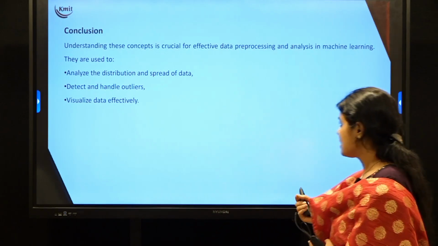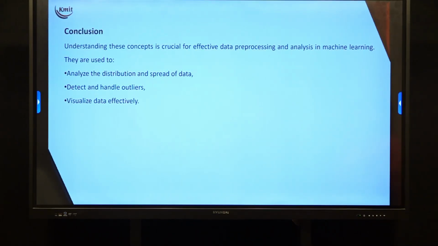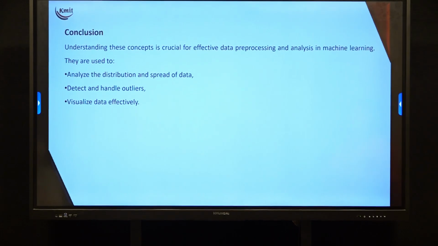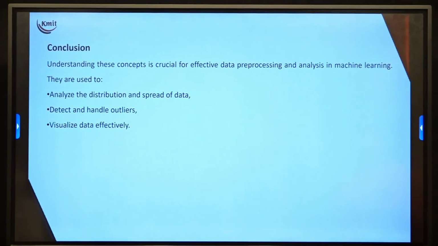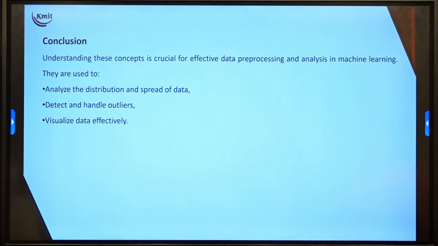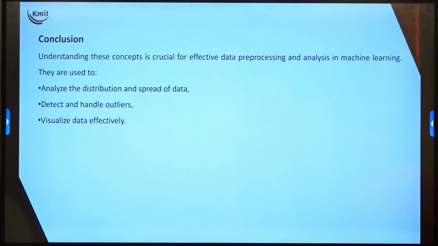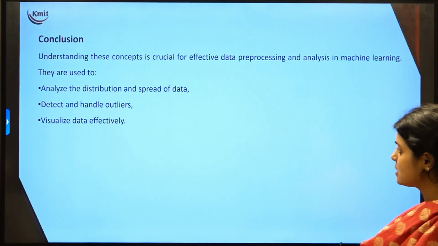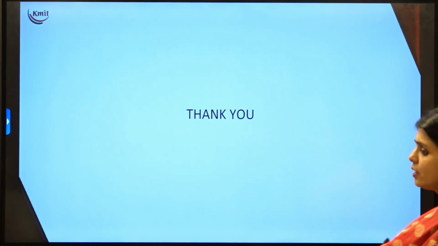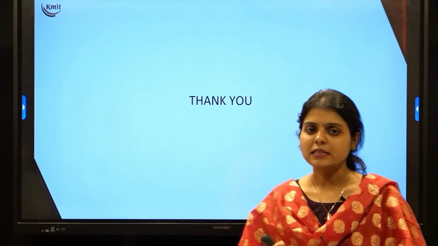Understanding these concepts is crucial for effective data processing and data analysis in machine learning. They give us a clear understanding of how the data is distributed so that we can analyze the data well, they also help us detect and handle the outliers, and we can visualize the data effectively. So this is all about statistical learning.